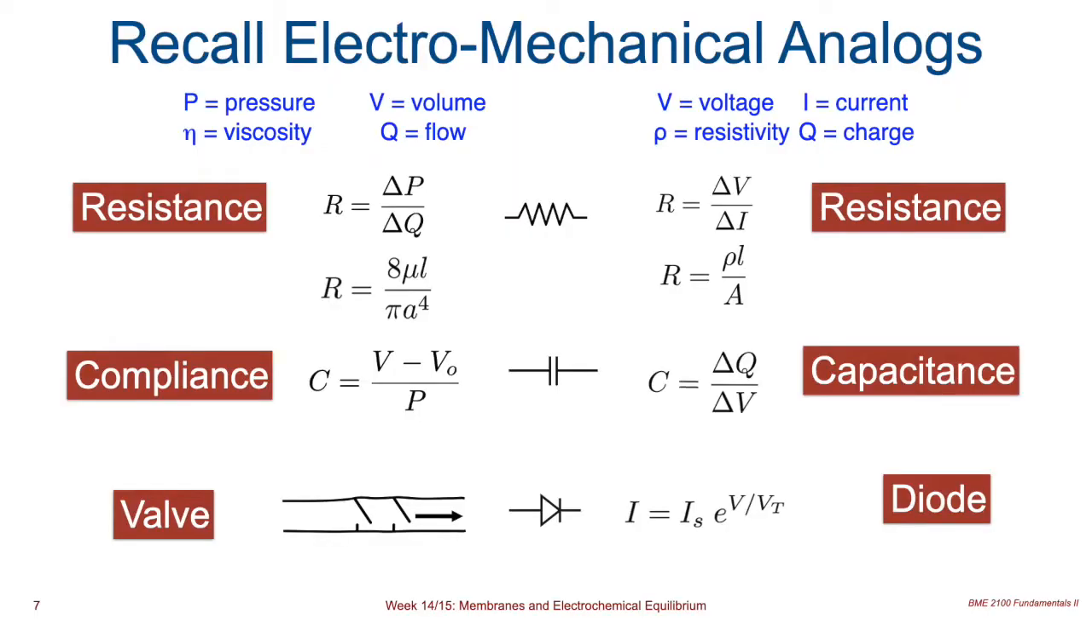So we have spent a lot of time talking about electromechanical analogs. And you remember that we have notions of resistance in the mechanical and electrical side. We have notions of compliance, capacitance. We have a valve in mechanics. We have a diode in electricity. But now we're going to go to another set of analogs.